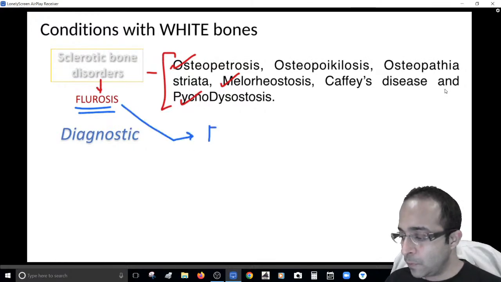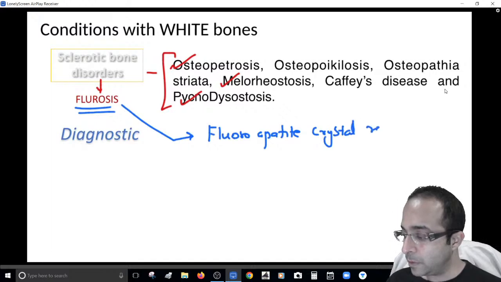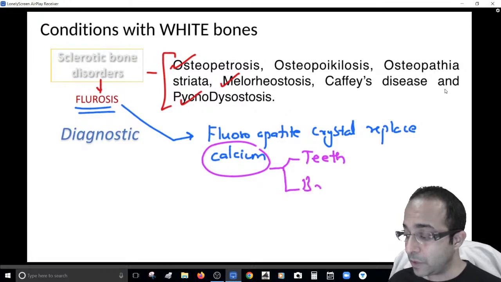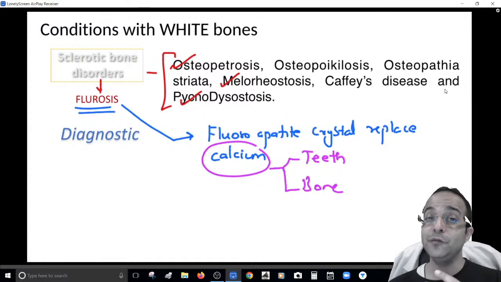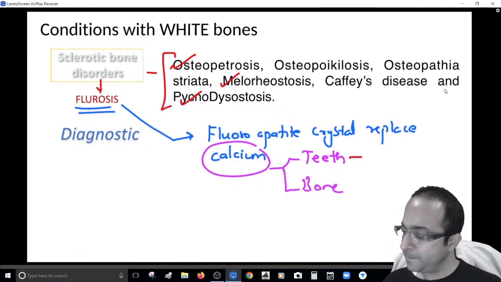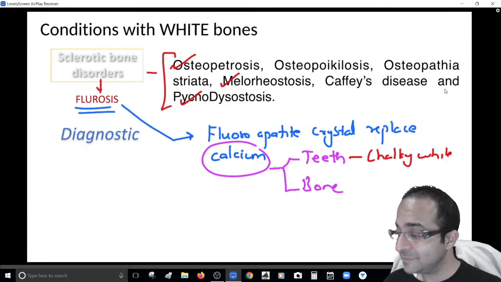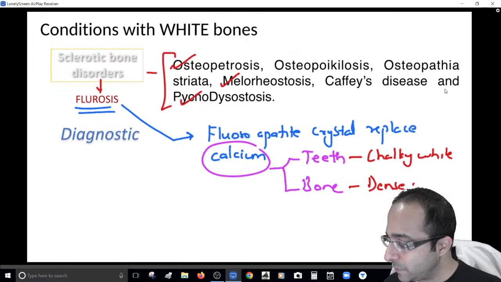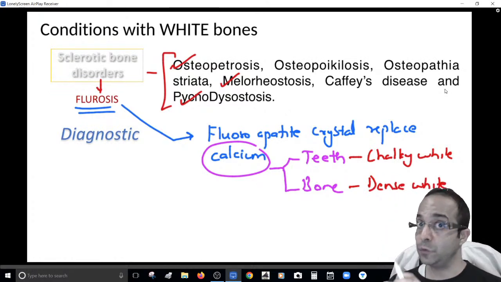Fluorosis. What basically happens over here? Fluoroapatite crystals replace calcium. And the most important part, they replace calcium in teeth and they replace calcium in bone. See, calcium is what gives you strength, makes you hard, and the two hardest things, teeth and bones, both have calcium. Now when calcium is replaced by fluorine in teeth, the teeth become chalky white, and when fluorine replaces calcium in bone, the bone becomes dense white. So fluorosis is another classical condition with white bones.